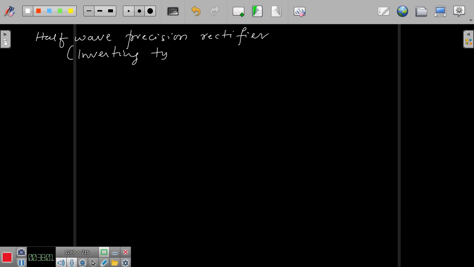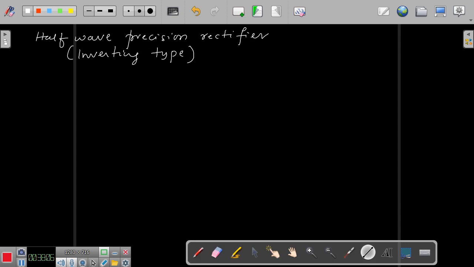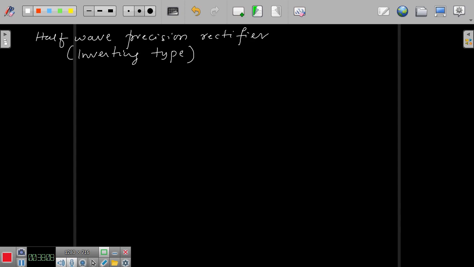That is the half wave precision rectifier, which is inverting type. Let us start with the inverting type. Later we can try to modify it to the non-inverting type or something like that, right, if required. So let me draw the circuit for this.